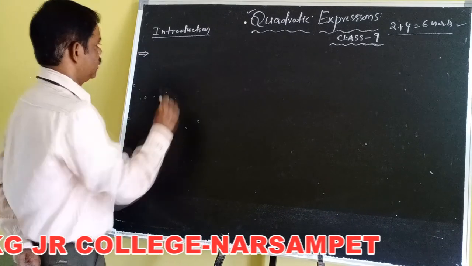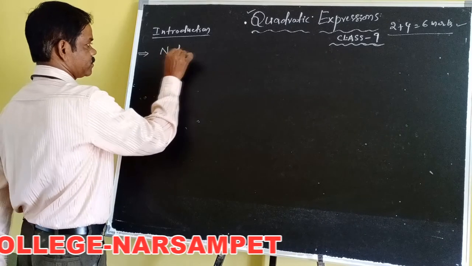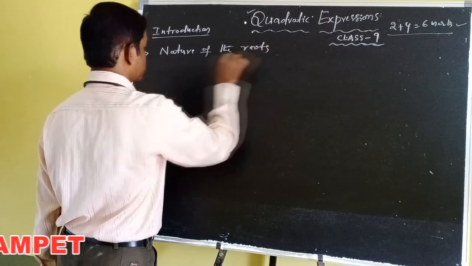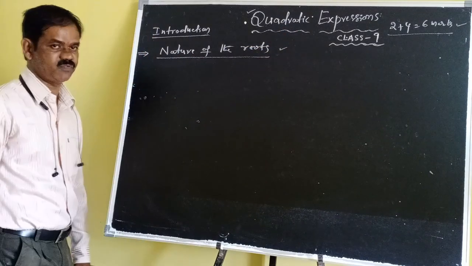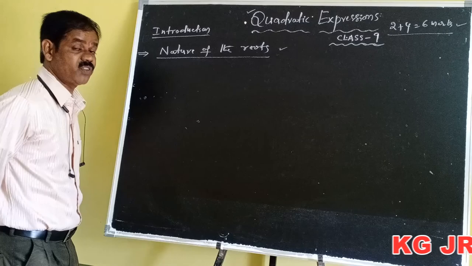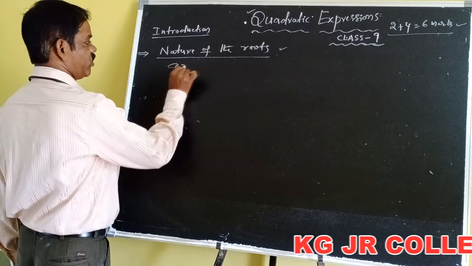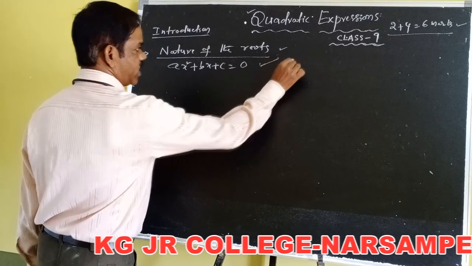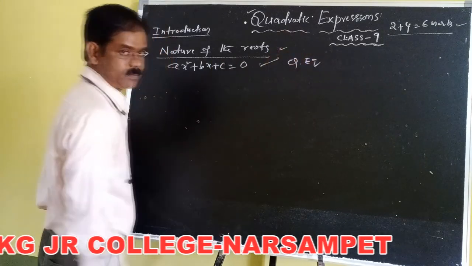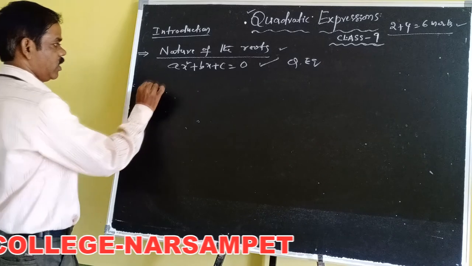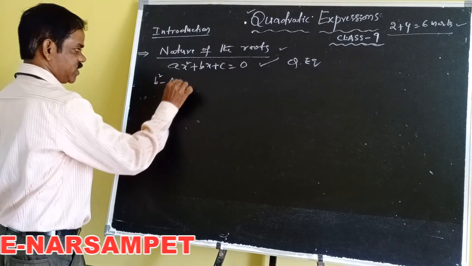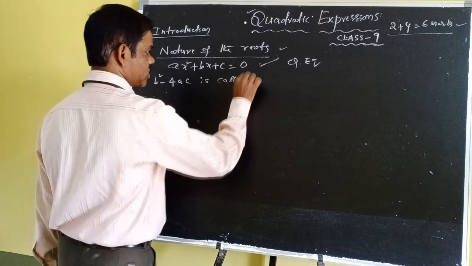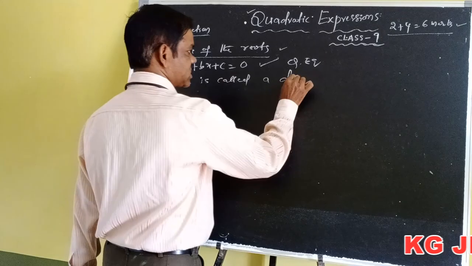Next, nature of the roots. Now we are discussing the nature of the roots. What is the standard form of the quadratic equation? Already we have ax square plus bx plus c is equal to 0, called a quadratic equation. In this, b square minus 4ac is called the discriminant.